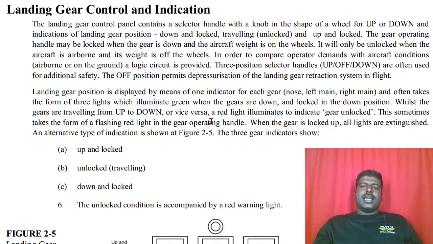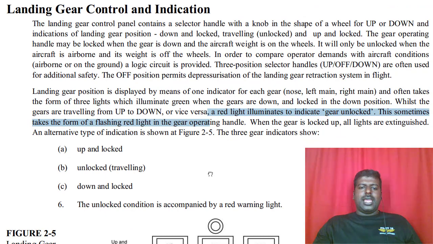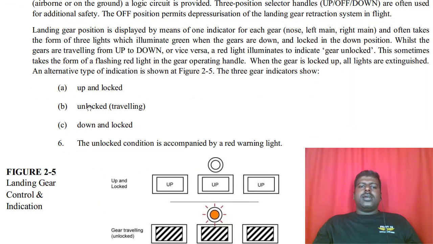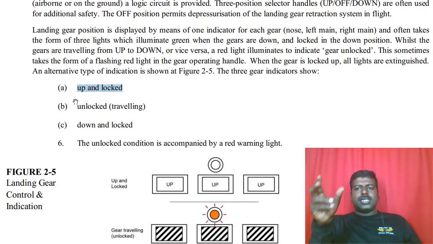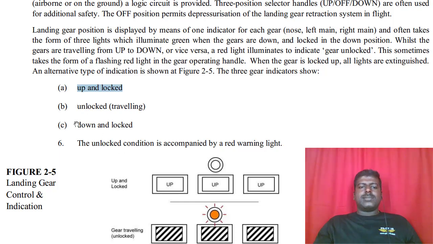Then comes landing gear control positions. There are 3 major positions for a landing gear movement. One is up and locked, one is unlocked. That means the landing gear is in its traveling phase, means it is moving down or up. And then comes down and locked.